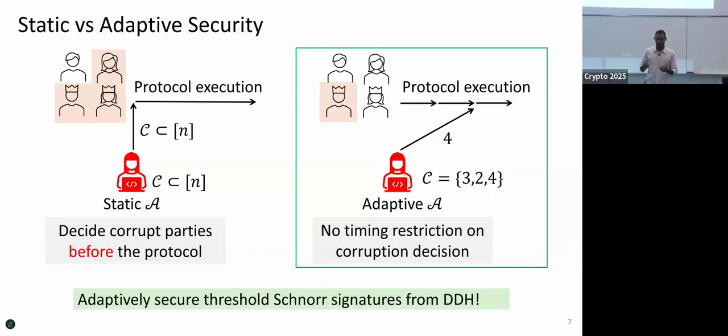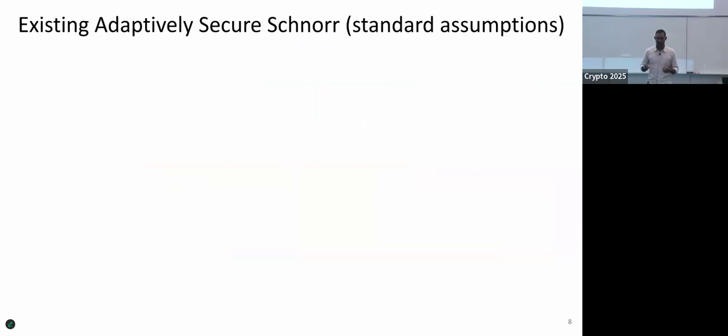And in this paper, we give an adaptively secure threshold Schnorr signature scheme from the DDH assumption, which has only 3 rounds. So this problem of studying threshold Schnorr has gotten a lot of recent attention, primarily due to NIST's requirement of adaptive security.